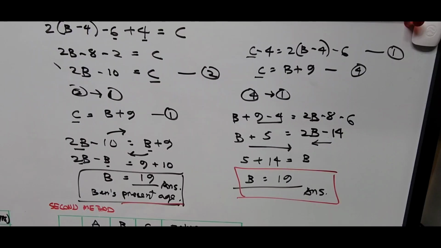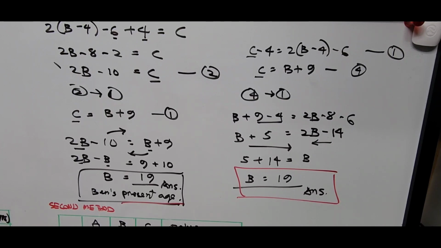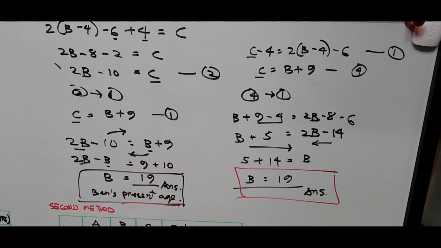Okay. And if we compare our answer of Ben's present age from the previous solution, the first method, B is 19, or here B is 19. So both the same. And so that's all for now.